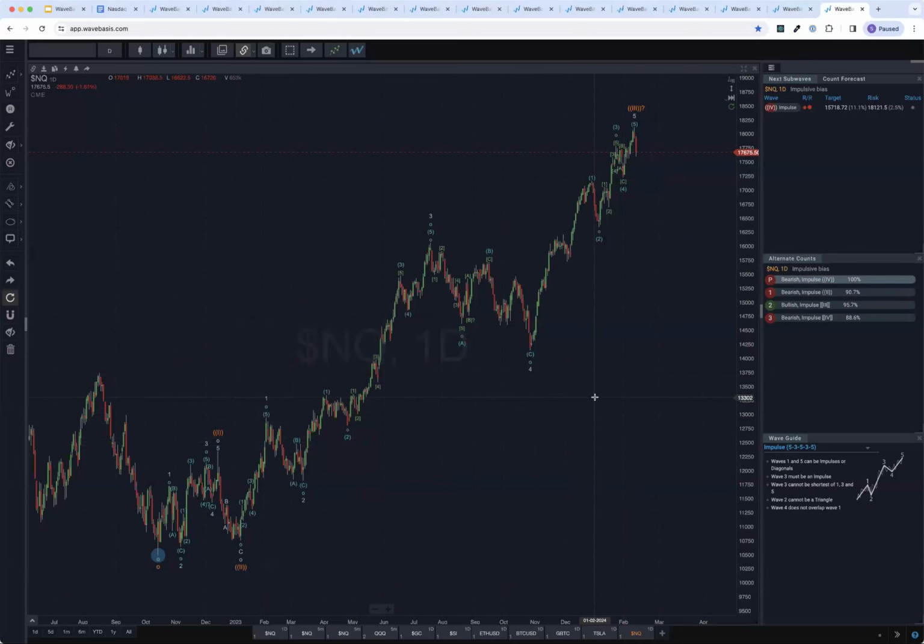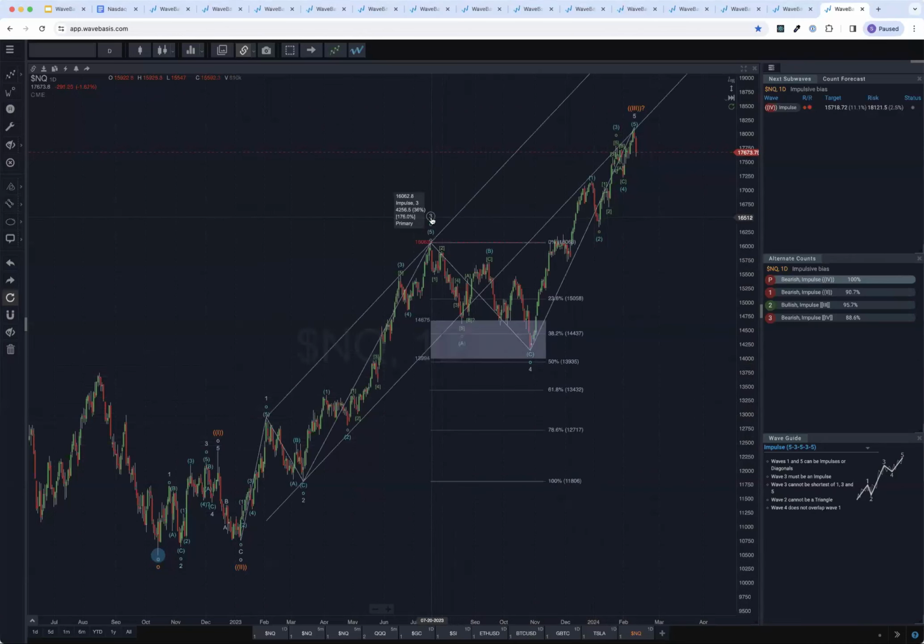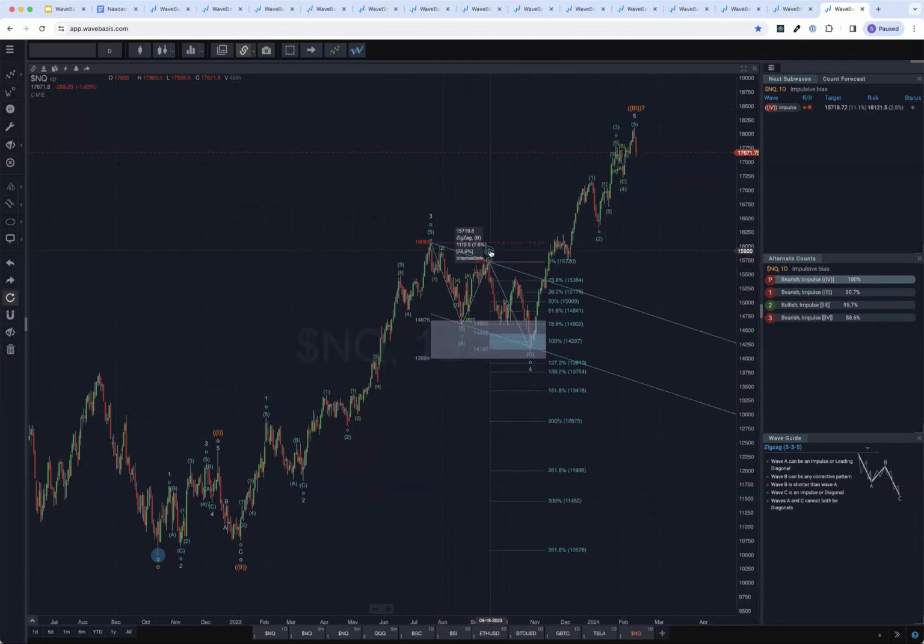And this touches on something that we all know. Zach talked about it. On a correction, we're looking for typically the size of wave C to equal the size of wave A. In this case, from this wave 3, we can see that we would have expected wave 4 to end in this area here. Then we have our wave ABC that tells us where A equals C.